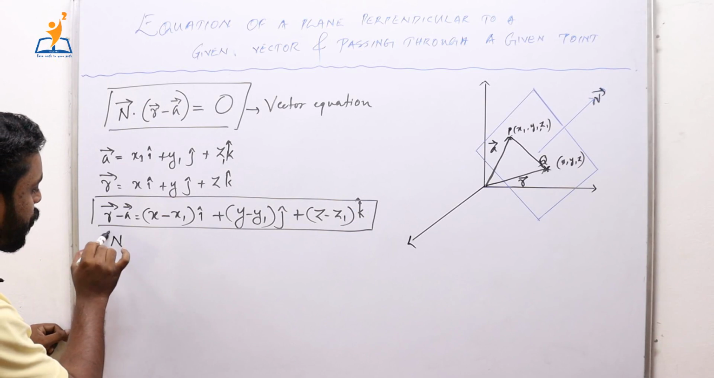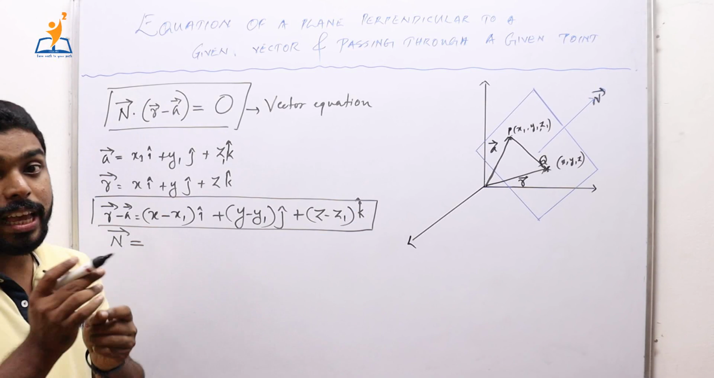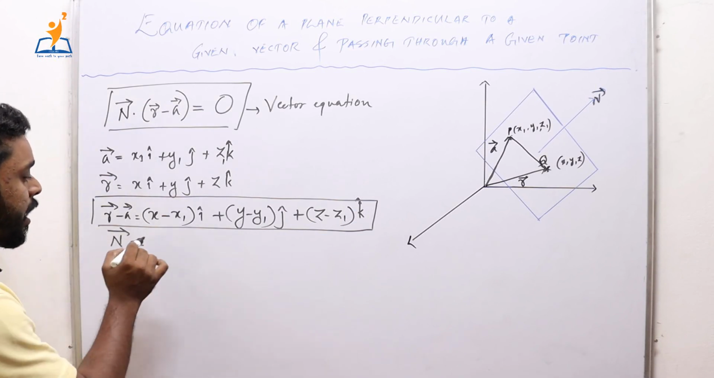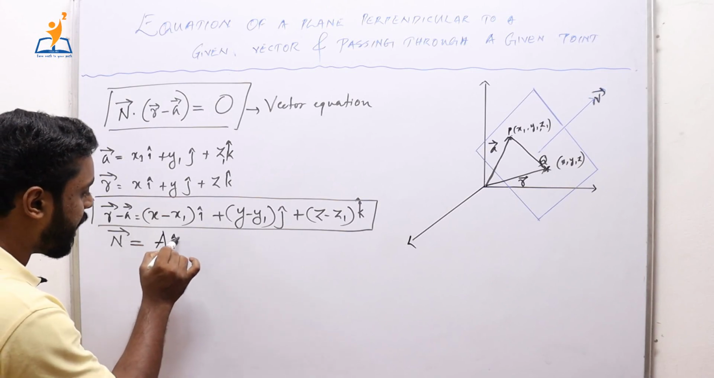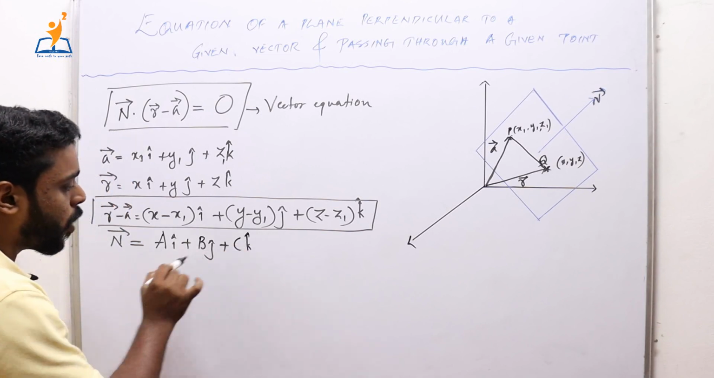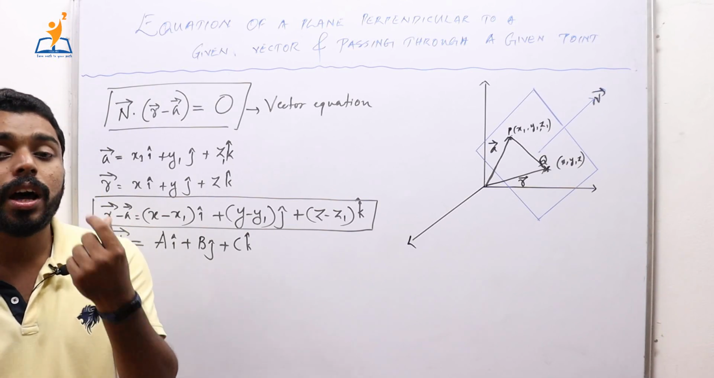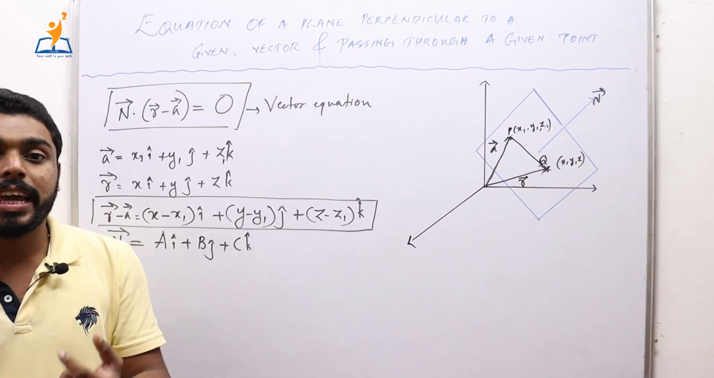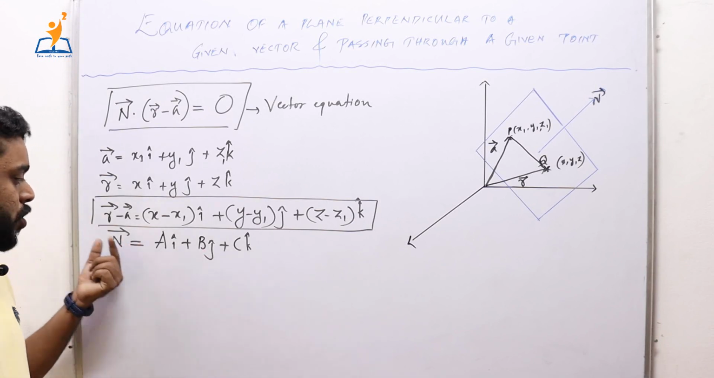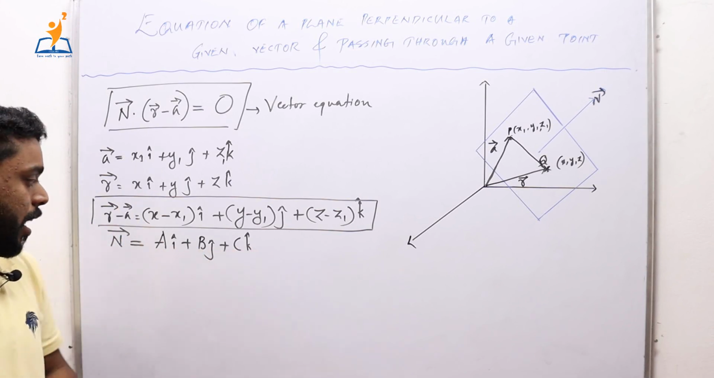And also note that if a, b, c are the direction ratios of the vector n, therefore vector n is nothing but a i cap plus b j cap plus c k cap. Note that these three quantities a, b, c are given to us. Because n is the vector perpendicular to the plane and it is given to us, the direction ratios must be given to us in order to derive the Cartesian form. So a, b, c are the direction ratios of n bar and we denoted n bar is equal to a i cap plus b j cap plus c k cap.